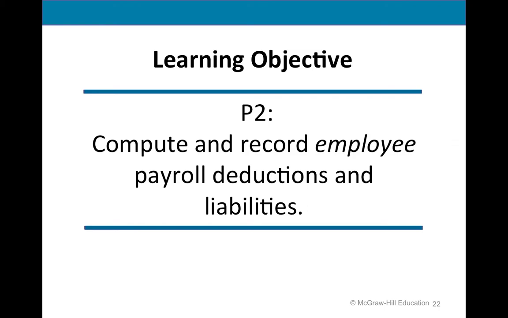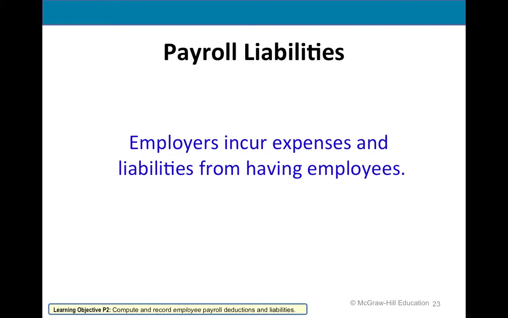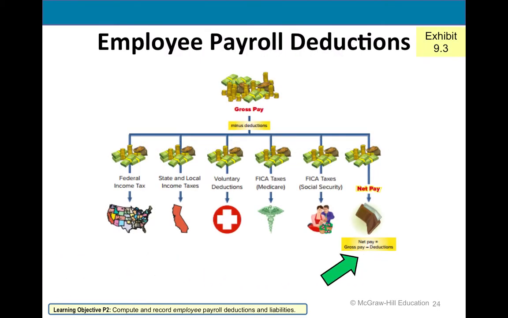Now, let's talk about employee payroll deductions. Remember, payroll deductions are some of the liabilities you have with payroll. Remember, payroll is the whole process. Employers incur expenses too, and liabilities just from having employees. Your gross pay is what you earn. You make $10 an hour, so you're earning $10. Now, you're not going to get $10 because you have a lot of deductions: federal, state, some voluntary deductions, FICA taxes, Medicare, Social Security. Then your net pay is the amount you're actually going to receive on your check. That's the amount going to be in your direct deposit.